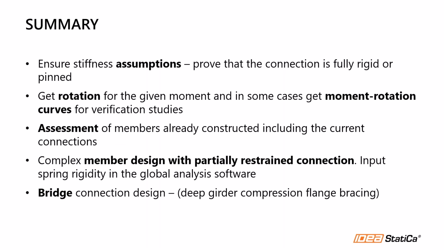So this is kind of a summary of how the stiffness analysis is used and why, right? The first point, and the most common situation, is to ensure the stiffness assumptions. Prove that the connection is fully rigid or pin. Then the second is to get rotation deformation for a given moment, and in some cases get the moment rotation curves for studies. Then another case is the assessment of members already constructed, including the current connection.